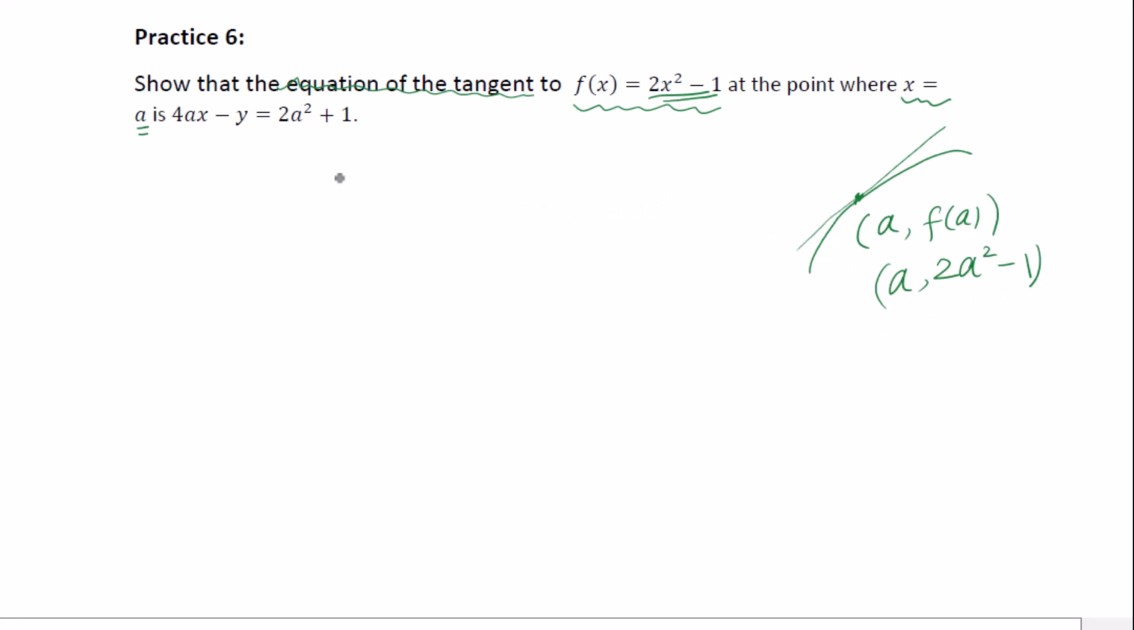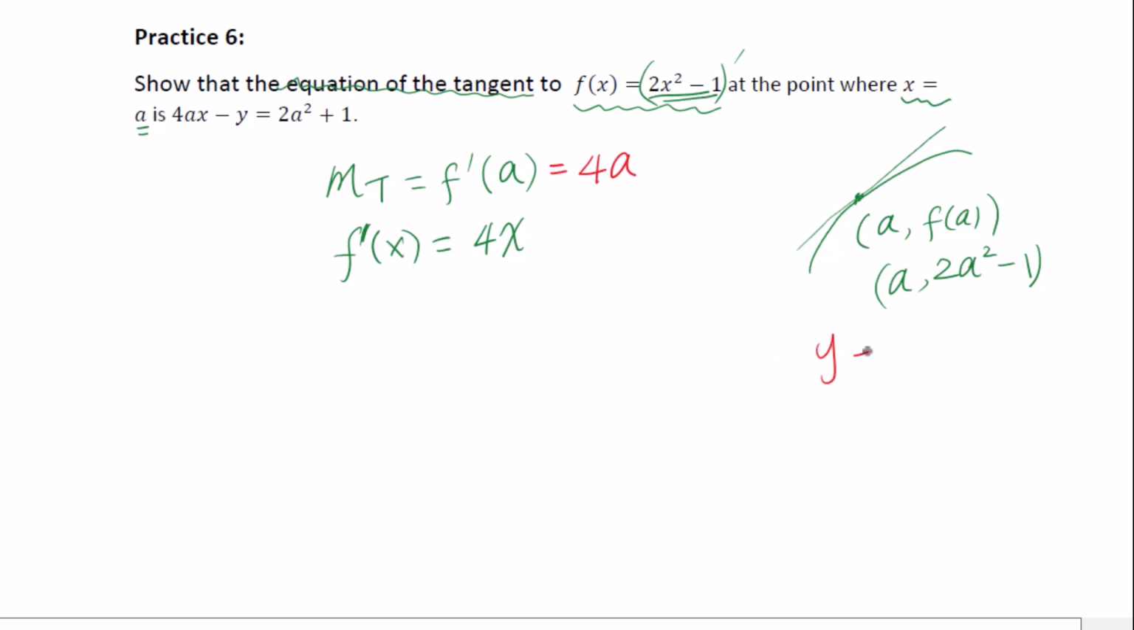The slope equals f prime of a. We know f prime of x equals 2 times 2 is 4x. So we get the slope of the tangent line equals 4a.